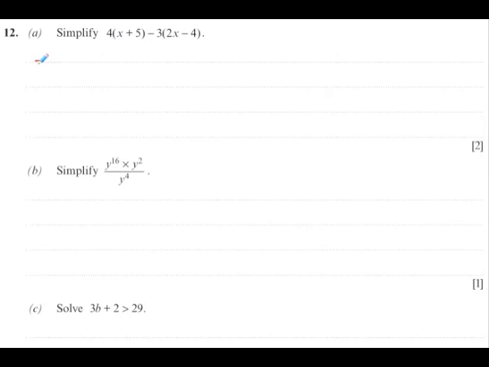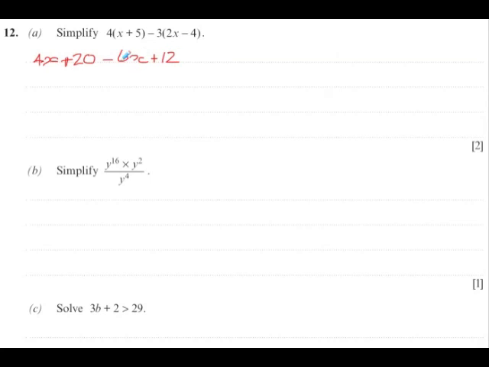So you get 4x plus 4 times 5 is 20, and then you minus 3 times 2 is 6, so minus 6x. Now just beware here, a minus times a minus is a plus, so you've got 3 times 4, and a minus times a minus is a plus, so you get 12.